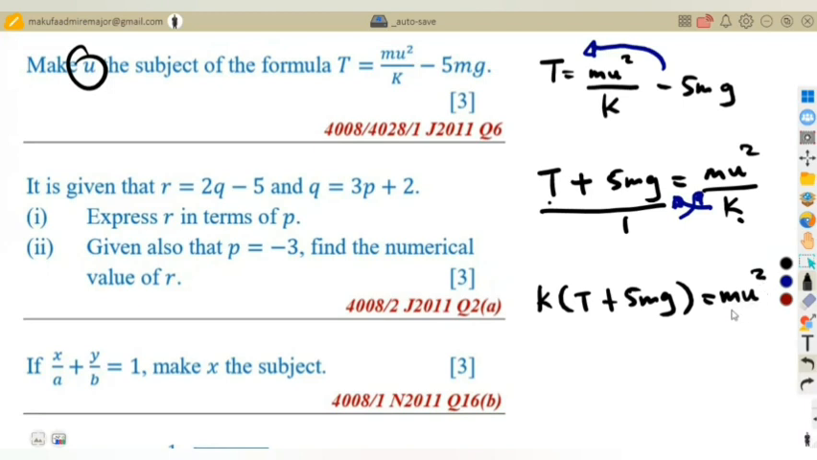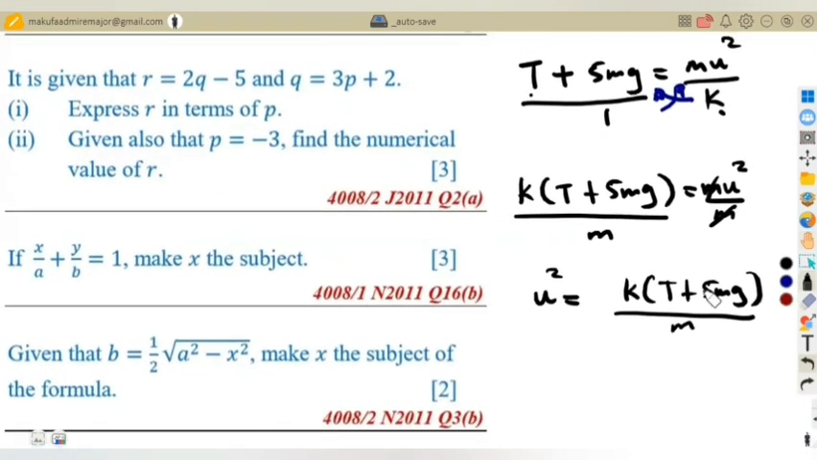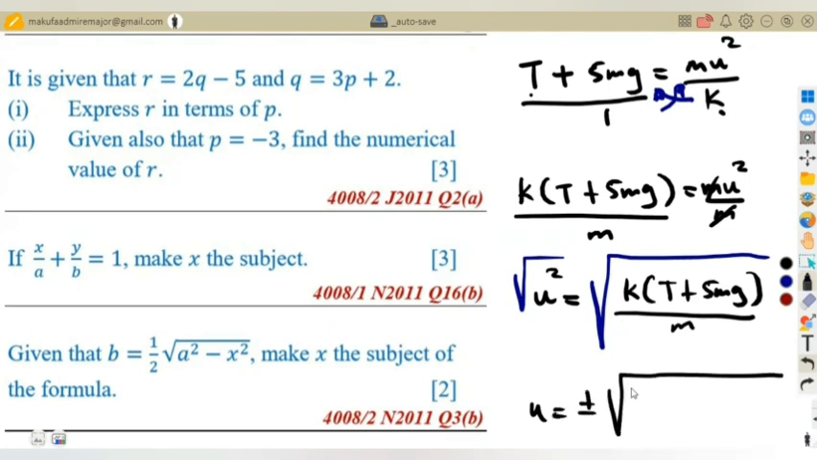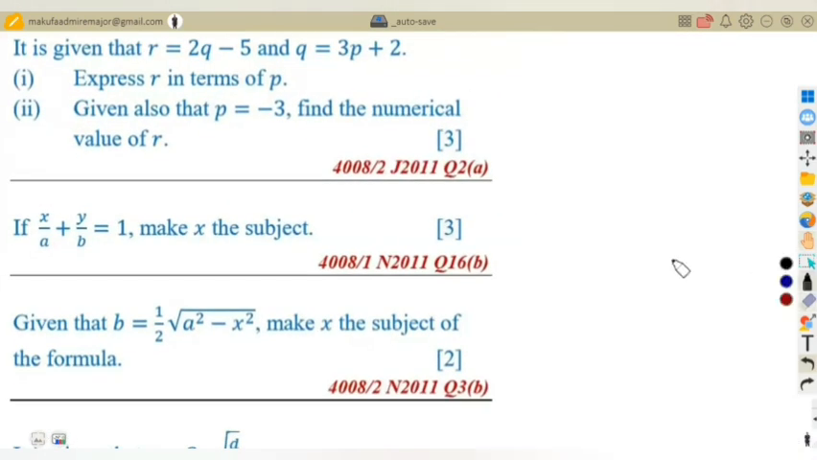We only have this part that is affecting, which is m multiplying. So we can divide by m both sides. So meaning to say u squared is going to be the whole of this expression of K into T plus 5mg everything over m. And what we need here is to make u to be the subject. And what is affecting is the square. Remove the square by introducing the square root. So u is going to be the plus or minus the square root of everything that we obtained here, which is K into T plus 5mg everything over m. Yes, you can multiply by K everything inside of the square root. It's up to you, but at this stage you are done. So that is how you're supposed to answer this question.